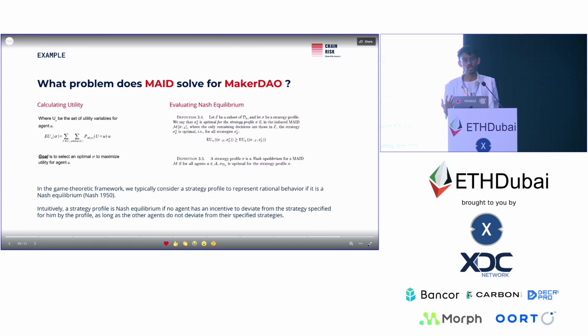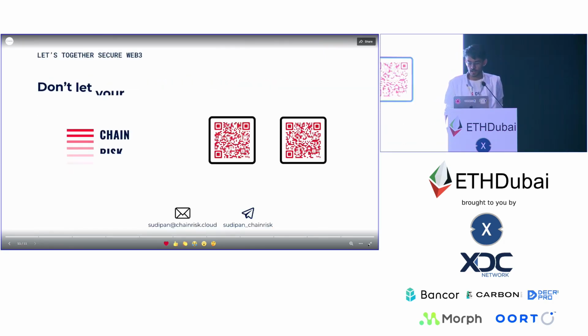And secondly is to evaluate the Nash equilibrium. Now, what do we mean by Nash equilibrium? It just says that a strategy profile is a Nash equilibrium if no agent has the incentive to deviate from the strategy specified for them by the profile, as long as the other agents do not deviate from their specified strategies, right? Which means that all of the players in the ecosystem, all of the agents, are playing evenly. They do not have any added incentives, and all of them are not only rational, but honest, which means that nobody has a gain over somebody else. And if they have it already rationally, which is the game of the entire DeFi space, that somebody makes money, somebody loses it, right? So that's pretty much what we are doing for MakerDAO.